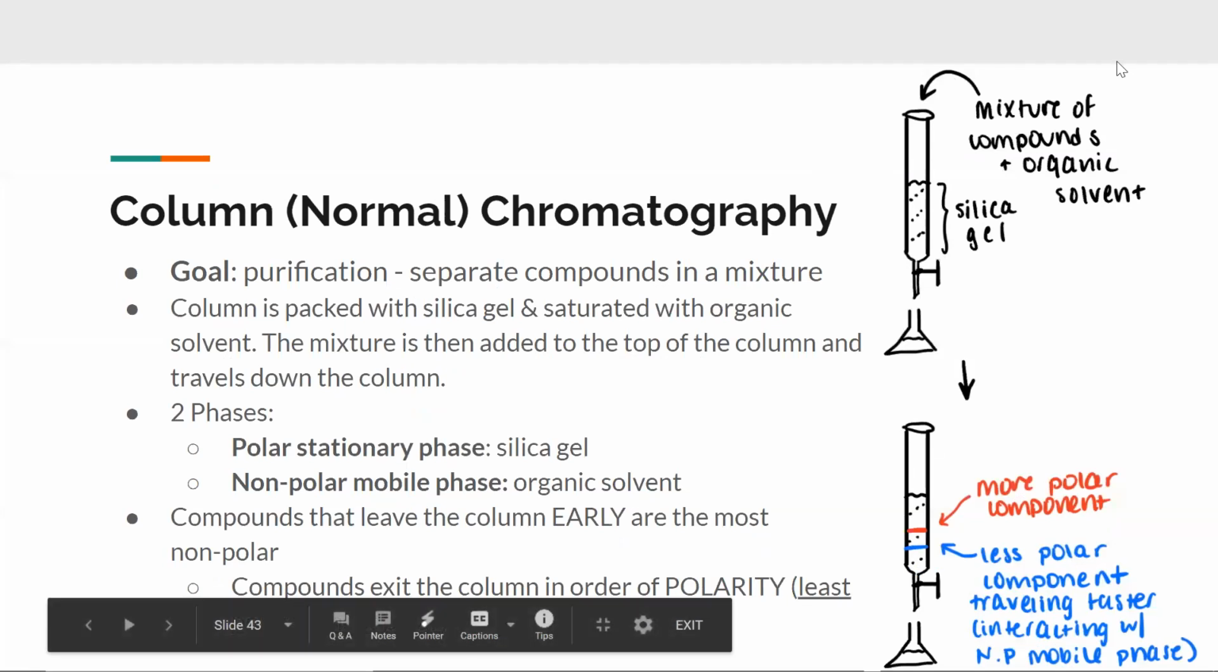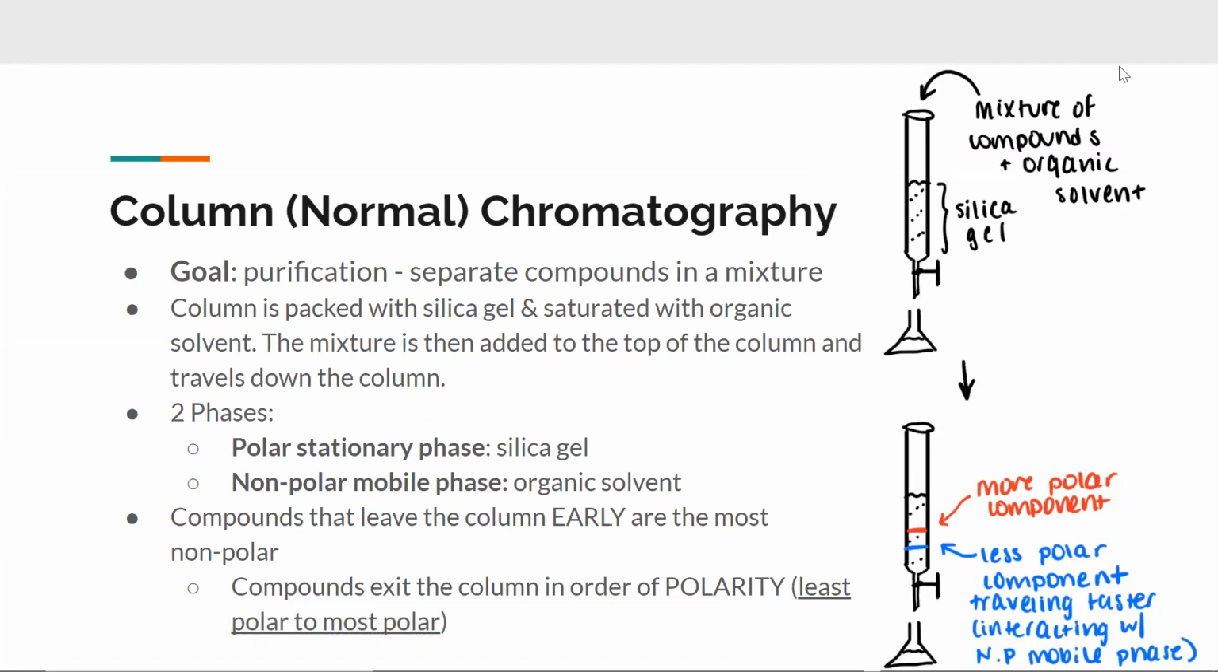Thank you so much. Okay, so the goal of column chromatography is to separate compounds in a mixture. Unlike TLC, the main purpose of this is for purification, not identification. You start off with a glass column that's packed with silica gel and saturated with an organic solvent. You then add the mixture to the top of the column where it will be separated as it travels down the column. There are two phases in column chromatography, the polar stationary phase, which typically includes silica gel, and the nonpolar mobile phase, which usually includes the organic solvent.